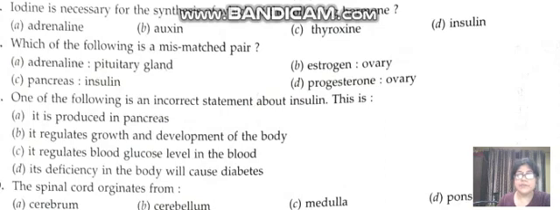Now next question, the spinal cord originates from. Now from where is the spinal cord originated? It originates from the hind part of the brain, and that is especially from the medulla. That is option C. The spinal cord originates from the medulla.